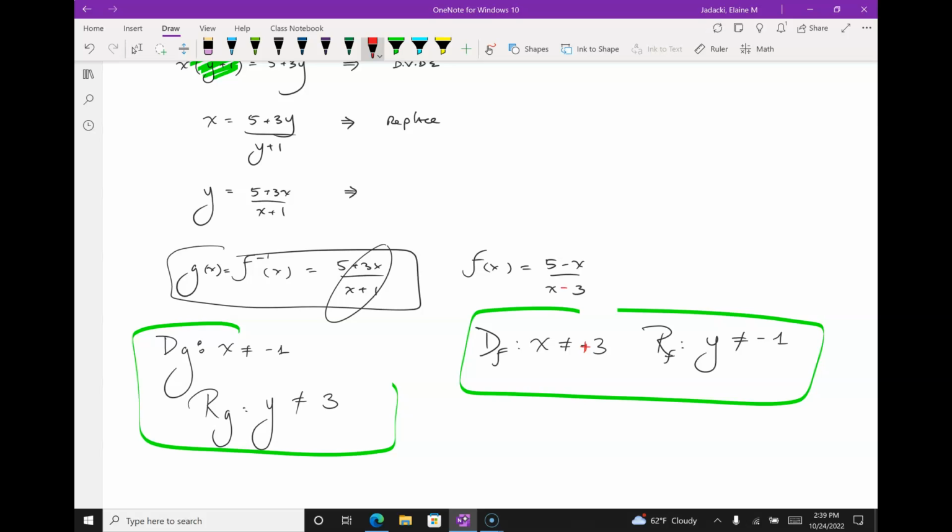What is your question though? For g of x, I'm asking what's the range? Everything but y is 3. And that turns out to be the same as the domain of the original. Everything but x is 3. So it's not a coincidence there. It's happening on purpose. Hey, John. It's not a coincidence.